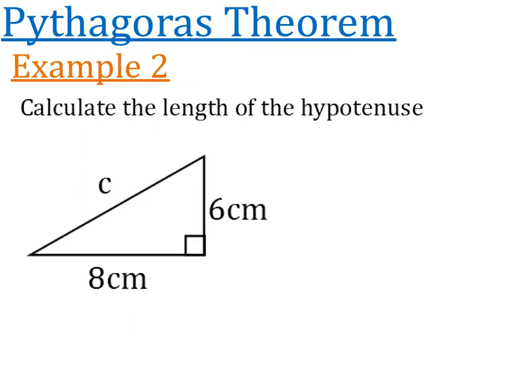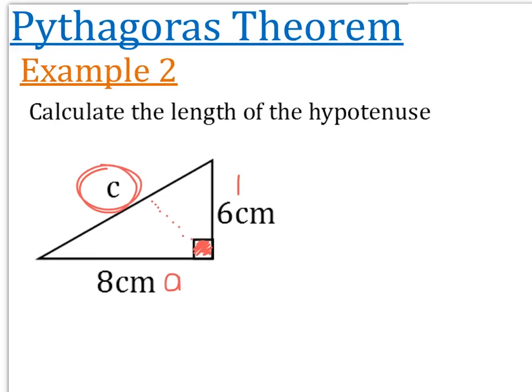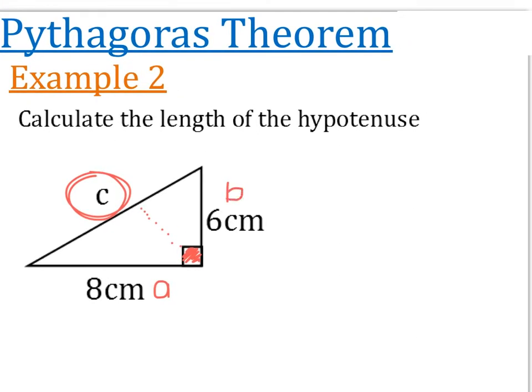So same idea, calculate the length of the hypotenuse. Here is my right angle. So directly across from there is side C. They want me to find out how big is side C. So I'm going to call 8 centimeters side A, and I'm going to call 6 centimeters side B. All right, so here we go. We've got 8 squared plus 6 squared.